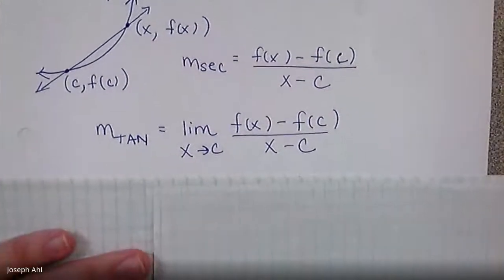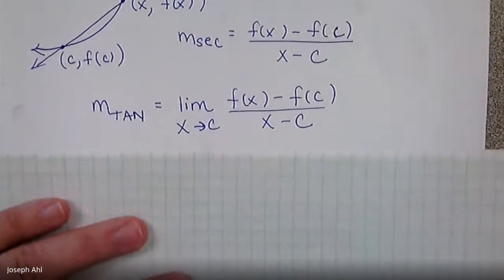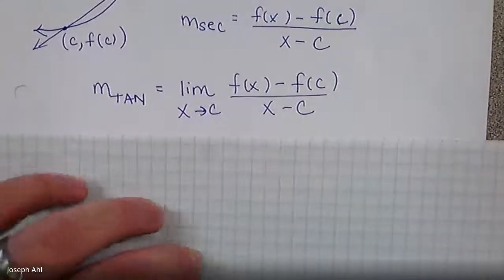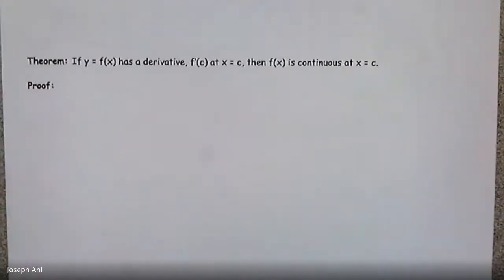And again, this is really just for finding a derivative at a specific value of x, like x equals c. And there are definitely advantages to using this limit definition. In fact, we are going to use it to prove something in the bottom half of our notes. So if we're good with that, the bottom half says there's a theorem that if we have a function y equals f of x, and it has a derivative f prime of c at some x value equal to c, then we know that f of x is continuous at x equals c.